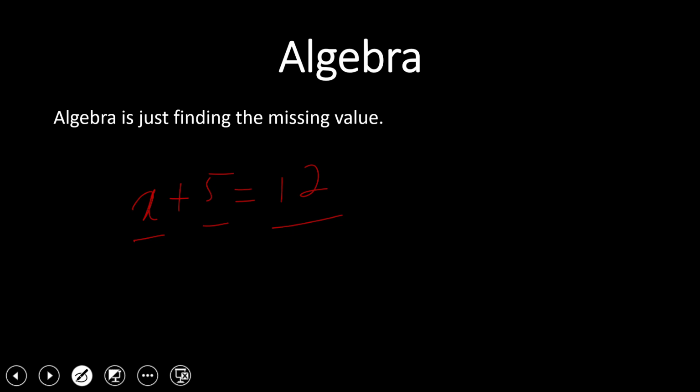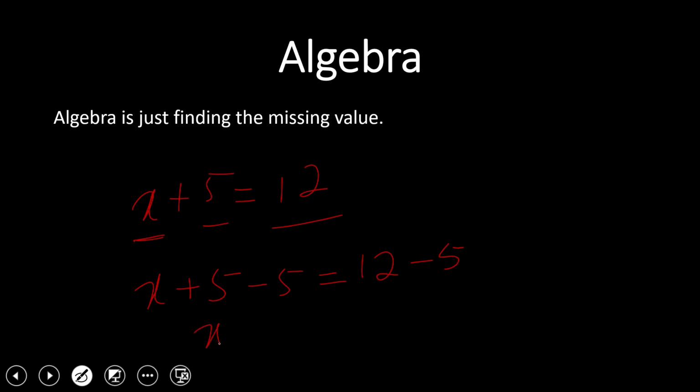Now, the best way to solve this is to make x the subject of the formula. And how are we going to do that? That's by subtracting 5 from both sides. So you have x plus 5 minus 5 equals 12 minus 5. And in algebra, anything that happens to the left side will also happen to the right side.